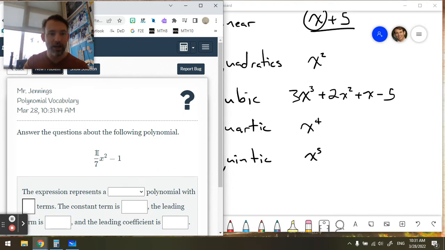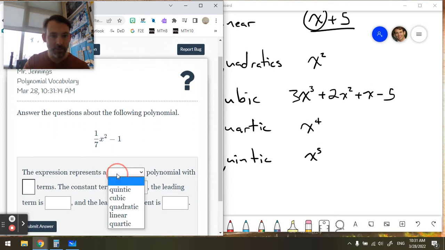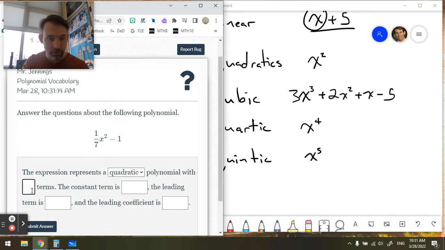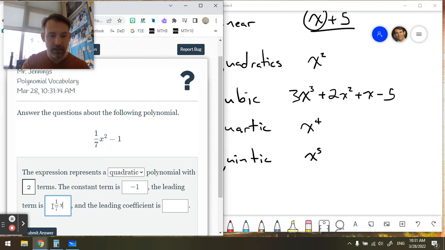Here is one that has a funky first term. This is a quadratic. It has an x squared, so it's a quadratic. It has 2 terms. The constant term is negative 1. Don't forget the sign. The leading term is 1 over 7 x to the 2, and the leading coefficient is 1 over 7.